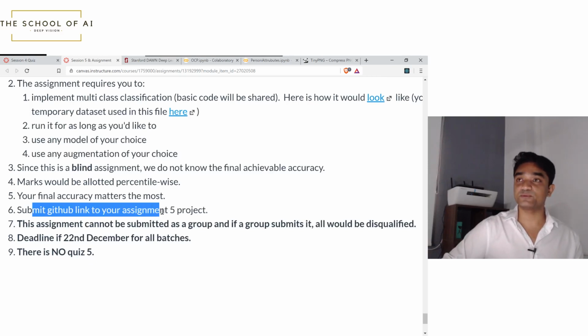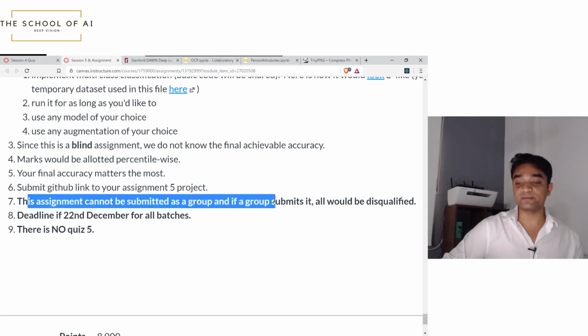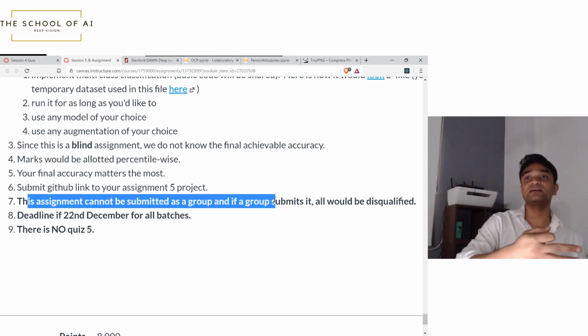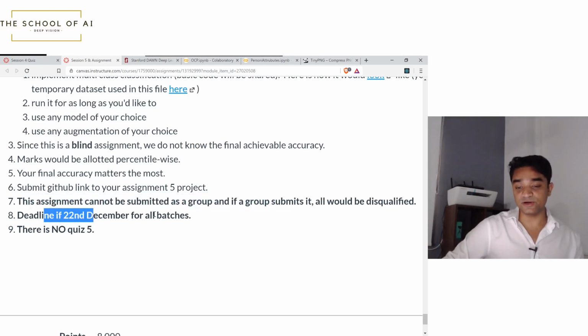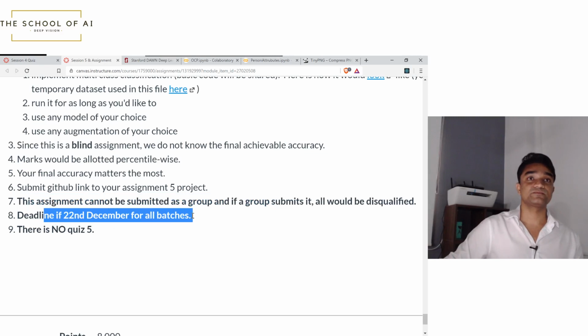Submit your GitHub link with project 5. This assignment cannot be submitted as a group. So if you're working in a group, it's time to separate now and do individual assignments. Otherwise, you have 4 people in a group, only one is working, the other 3 get the benefit, and that kicks out the 3 people who actually did the assignment and should have been in the benchmark list also. So this is an individual assignment. Deadline is 22 December for all the batches.